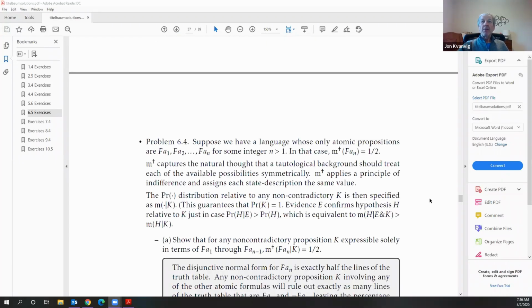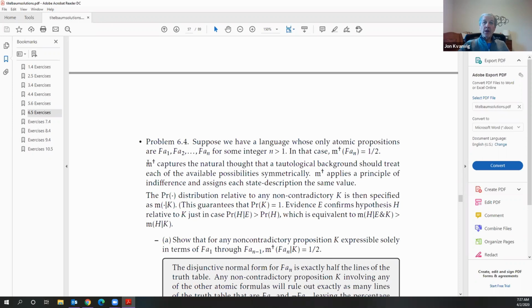6.4 says, pick a language. It has n number of objects, n number of constants that refer to objects, and it has just one predicate letter. So at least 2 objects can have as many as you want, finite number. In that case, m dagger for any value for n that you want to pick of being f is going to be 1/2.